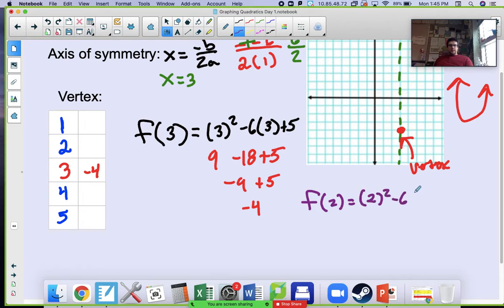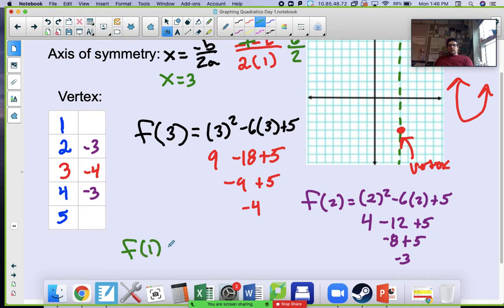So 2 squared minus 6 times 2 plus 5. 2 squared is 4. Minus 12 plus 5. So 4 minus 12 is negative 8. Negative 8 plus 5 is negative 3. So we get those two numbers for free. We're going to do it again, but this time we're going to plug in 1. 1 squared minus 6 times 1 plus 5.